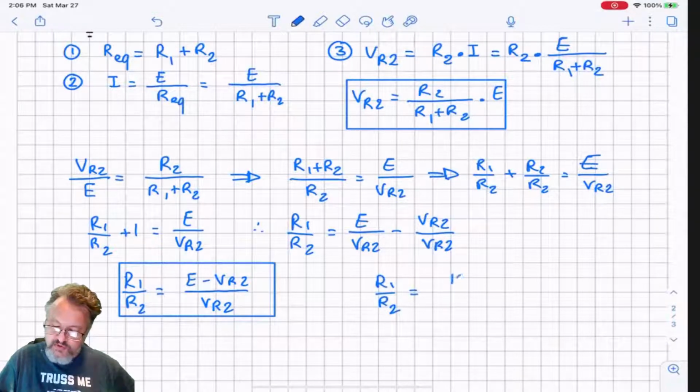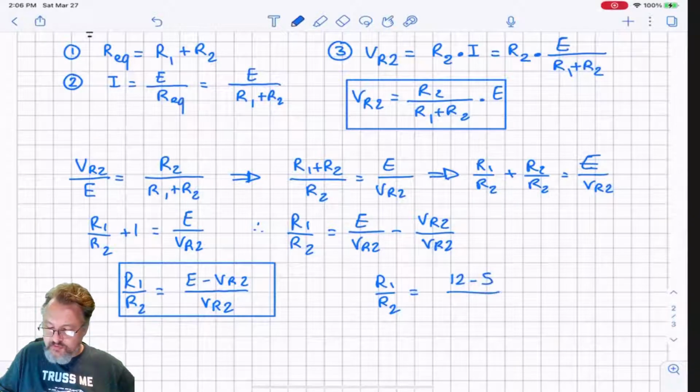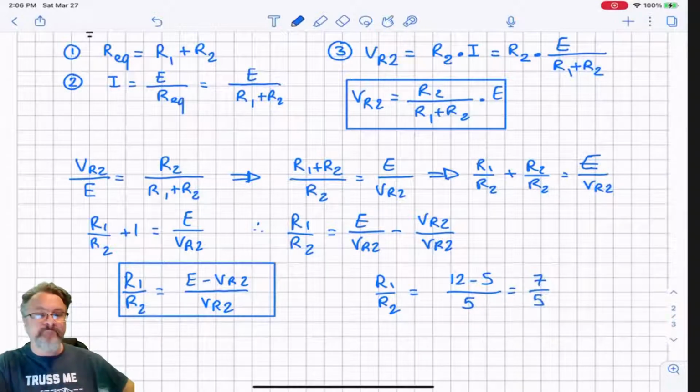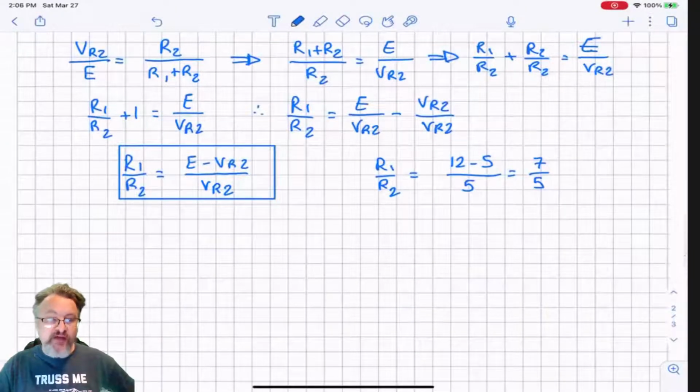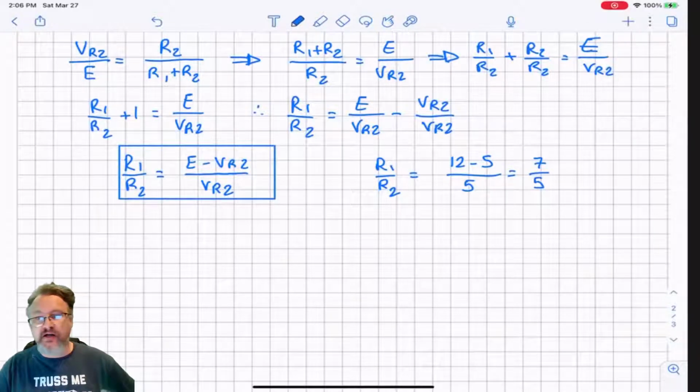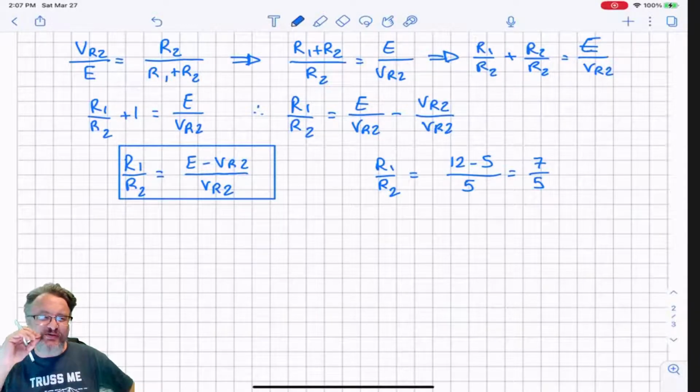So for us, we know that E is 12 volt, VR2 is 5 volt, so we need a ratio of 7 over 5. Okay, so that means that if R1, for example, is 7 ohms and R2 is 5 ohms, that will meet our demand for the voltage. But there is a problem if you use 7 ohms and 5 ohms. Those resistances are so small, then your current is going to be super high, and then essentially you're going to melt, literally melt the wires of your circuit.